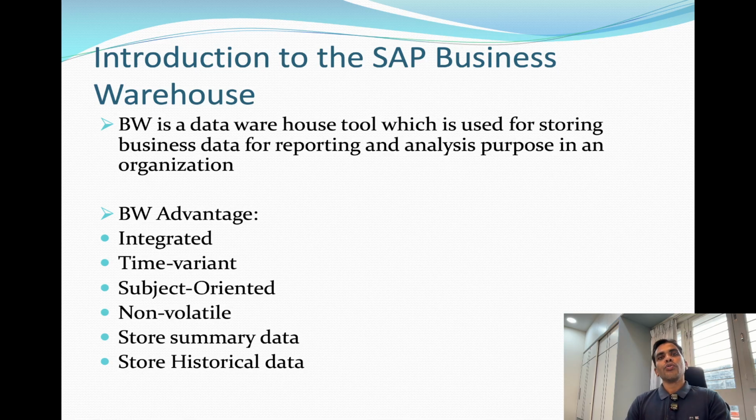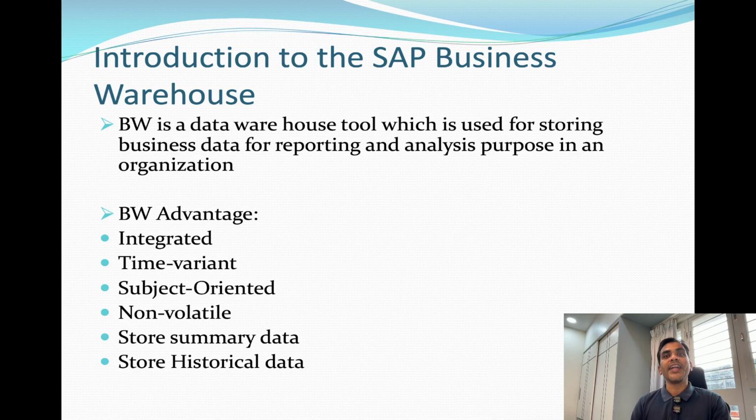Now about SAP BW. What does SAP BW mean? SAP BW is a data warehouse tool which is used for storing business data for reporting and analysis purposes in any organization. What is the advantage? BW always has integrated, time variant, subject oriented, non-volatile, summary data and historical data. These are the advantages or features of BW.